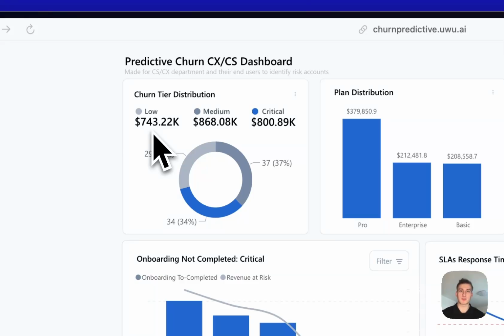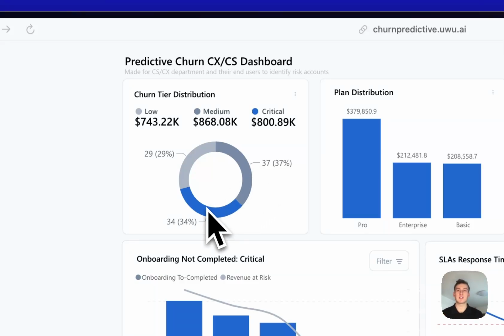If we zoom in, we have around 750k in at-risk revenue at low, around 870 at medium, and around 800 at critical. That means if we don't intervene or do nothing, we are probably going to be losing around 1 million of annual ACV, aka annual contracts, which is a lot. Down below, you're able to see how this is distributed amongst all customers: 29 accounts, 937 accounts, and 34 for critical, which is around 34%.